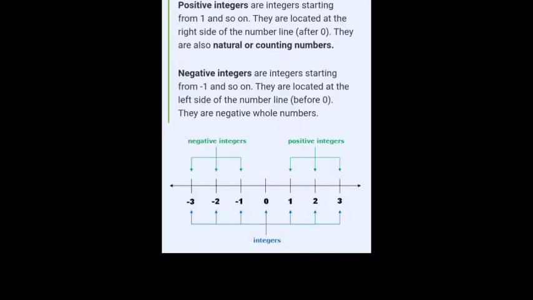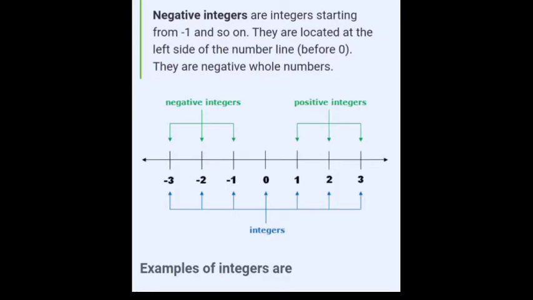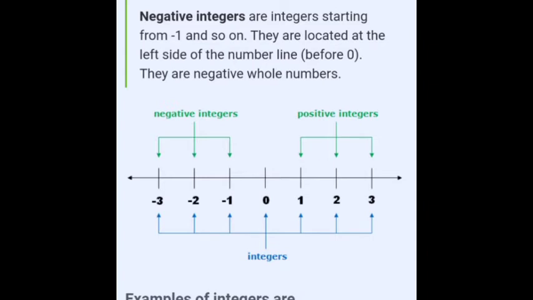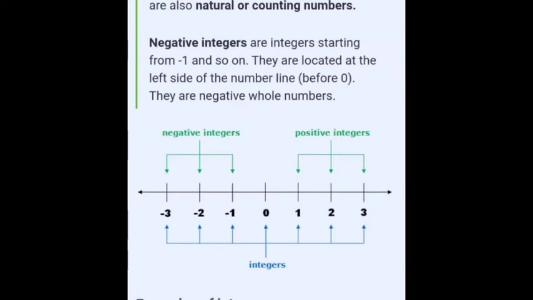Negative integers are integers starting from -1 and so on. So they are located at the left side of the number line before 0. So they are negative whole numbers. When we say negative integers, 0 is not included. So pag integer lang, included ang 0. Kapag positive integers ang sinasabi or negative integers, hindi kasali yung 0.